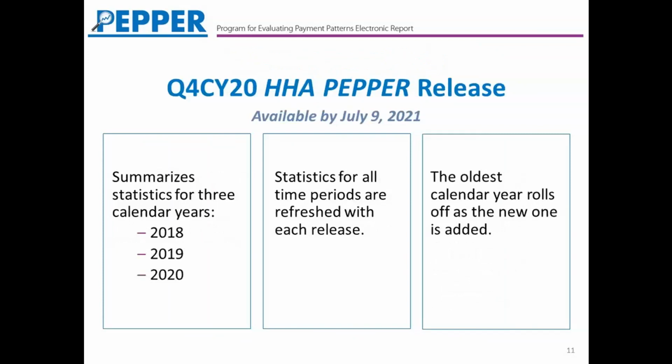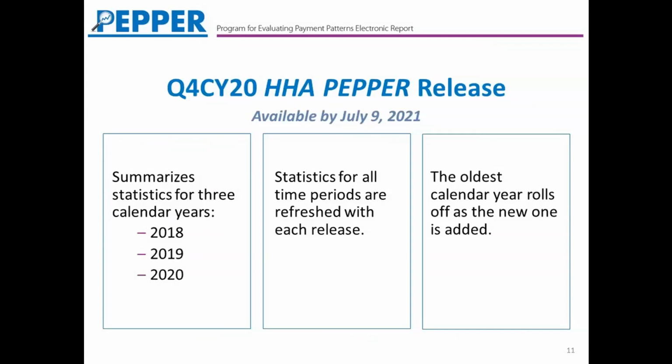Let's focus now on the PEPPER for home health agencies. This newest release was made available in July of this year. This release summarizes statistics for 3 calendar years. We're looking at calendar years 2018, 2019, and 2020. And the reason that we call this version Q4 CY20 is because the report summarizes statistics through the 4th quarter of calendar year 2020.